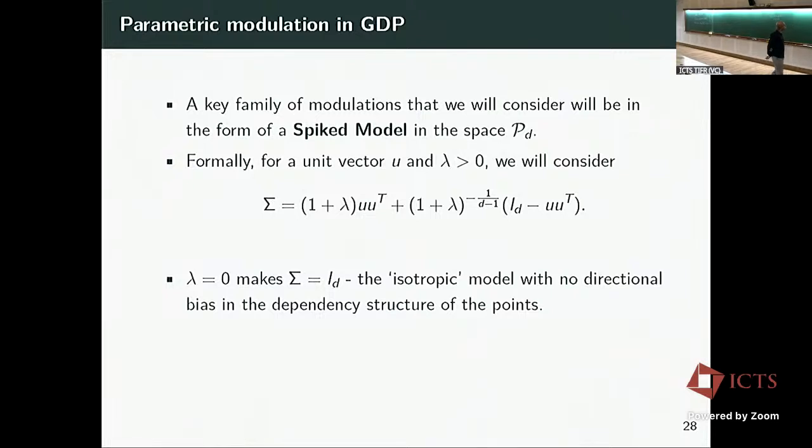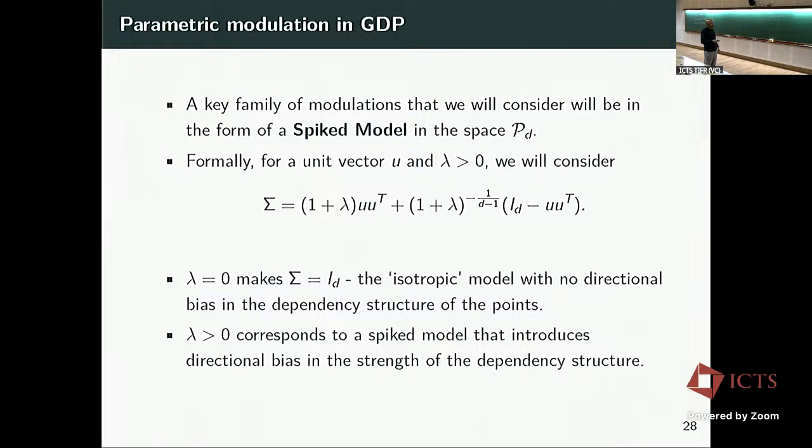And as we already alluded to from the other direction, if you put lambda equal to 0, you get sigma equal to identity, which is the isotropic model with no directional structure. Lambda bigger than 0 corresponds to a spiked model, and the name spiked model is chosen specifically to arouse the memory of spiked models of random matrices and spiked PCA.